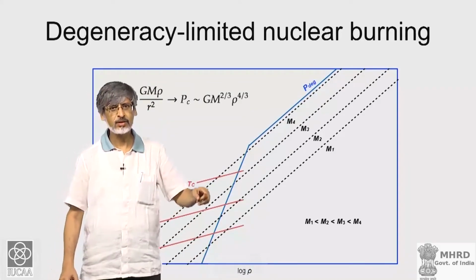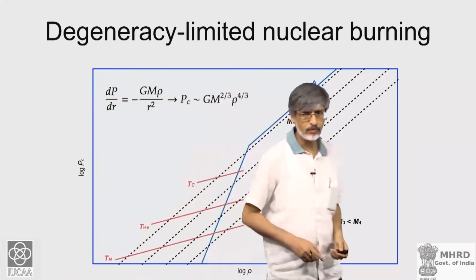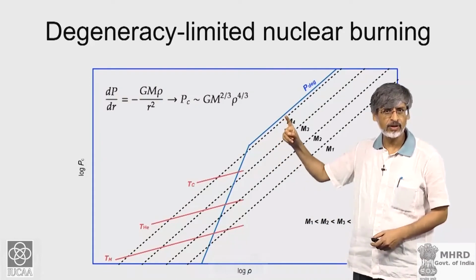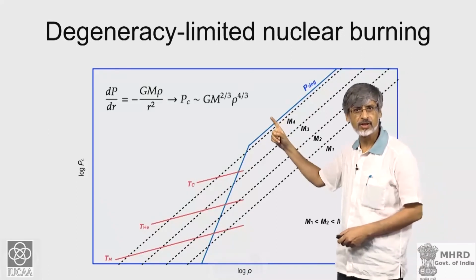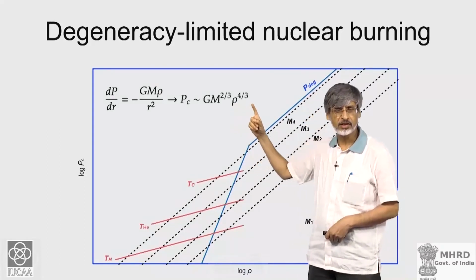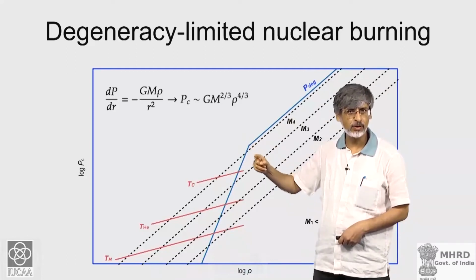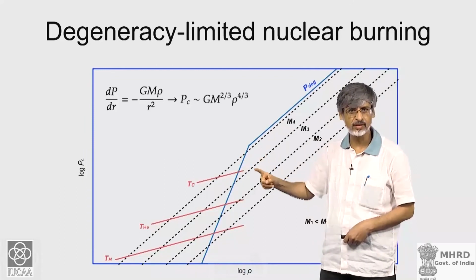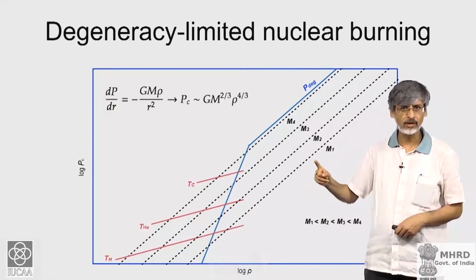So, this sloping line has a slope at this point parallel to these sloping dashed lines, which give you the pressure balance condition for equilibrium. But below that this line has a slope which is steeper than these pressure balance conditions. Now, let us take any of these stellar configurations.